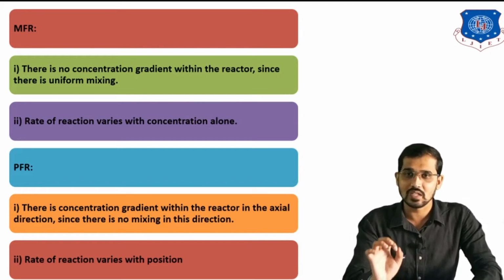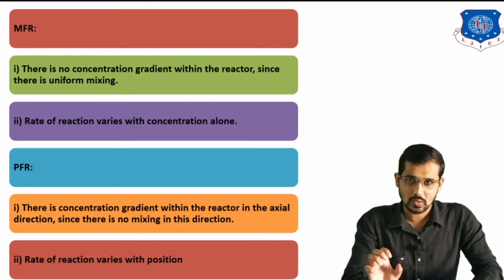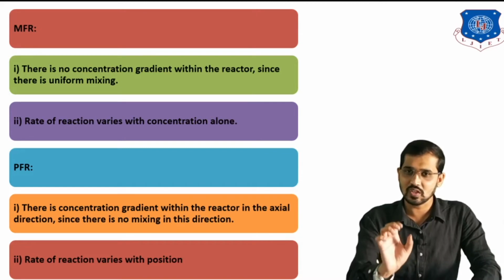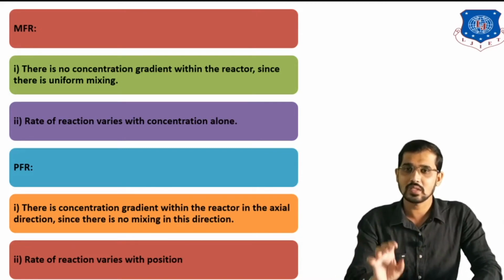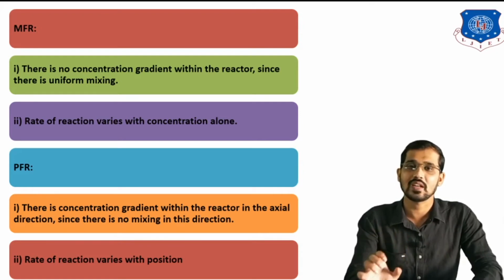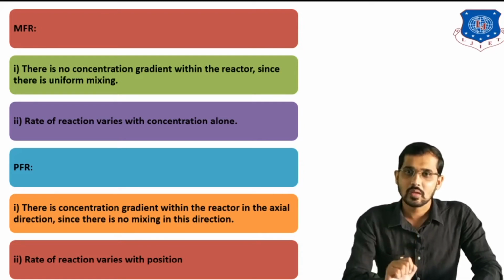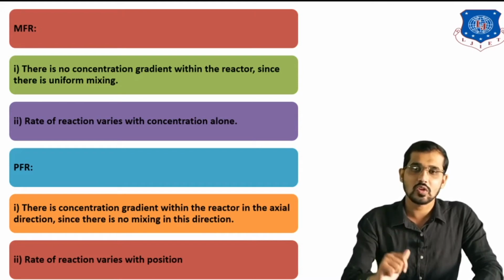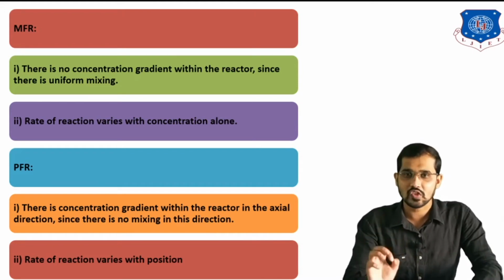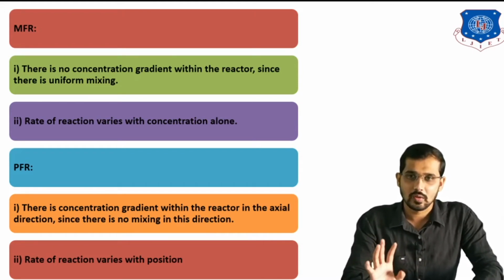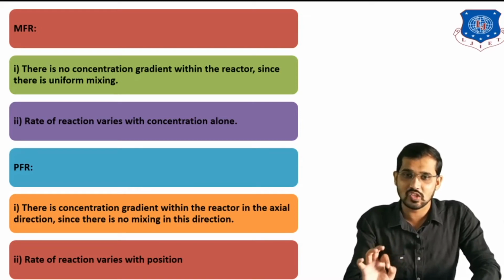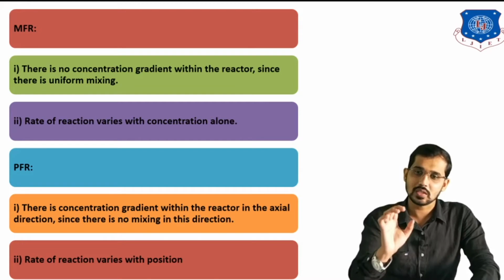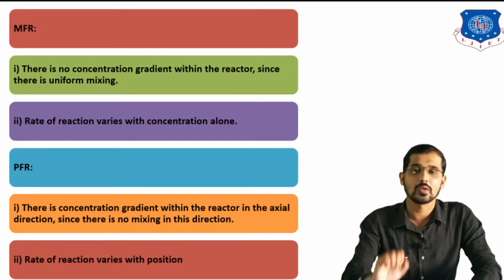Concentration gradient means there is a concentration difference. There is no concentration gradient available in the MFR because there is uniform mixing throughout the reactor. Second point, rate of reaction varies with the concentration alone. Means according to this point, rate of reaction varies only with the concentration. So these 2 points are very important related to the MFR.